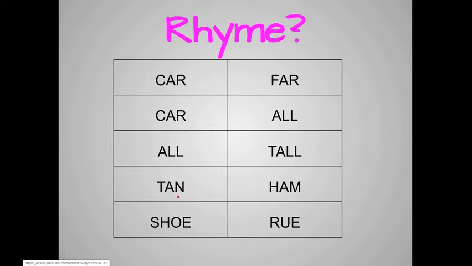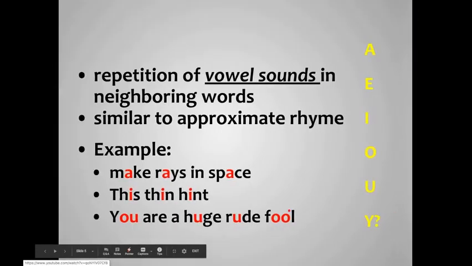Then we have something like tan and ham. Since N and M are actually similar sounds, these ones do work. They're not the same sound, but they're very similar. And then finally, shoe and rue, they do rhyme, even though the letters are different.